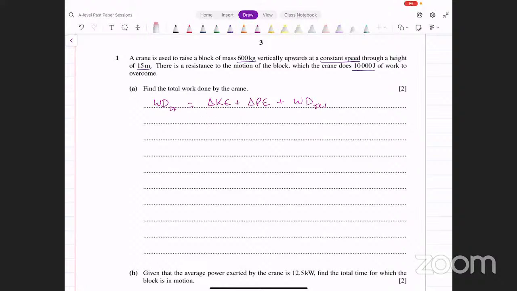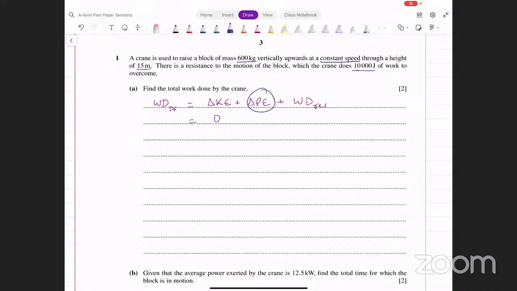How? Because हमें पता है kinetic energy तो change नहीं हो रही. Why? Because the speed is constant. If the speed is constant, kinetic energy speed पर depend कर रही होती है. Kinetic energy change हो ही नहीं रही. So there's no change in kinetic energy. This number is going to be 0, the first term.